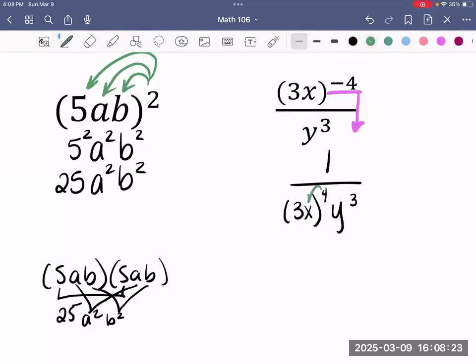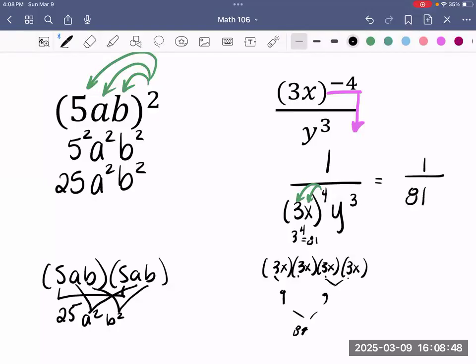Now we get to evenly distribute your exponent in, or you can write this out 4 times, which is going to be a lot of times. 3 times 3, that's 9, times 3 times 3, that's 9. So that makes 81. Otherwise, we can just recall that we have 3 to the 4th power, which is equal to 81. So you have 1 over 81, and we have x to the 4th and y cubed. And again, you can quickly see how many x's you have, in which case we have 4 x's.